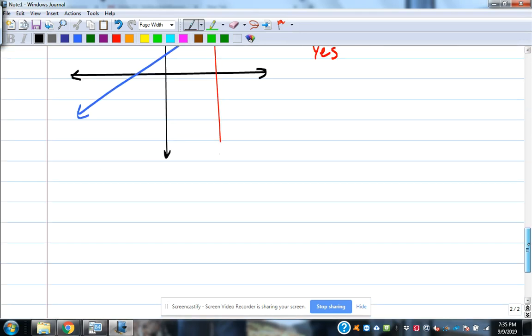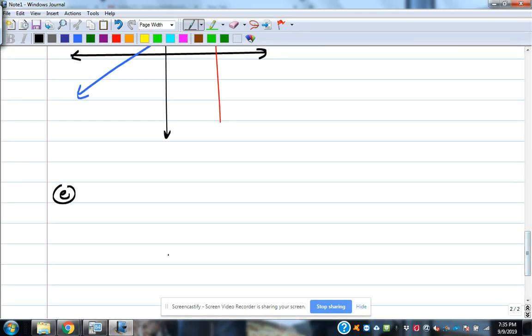So let's look at one that might not pass. Just another coordinate plane sketch here. It doesn't have to be too precise. Okay, and then let's say it's this shape.